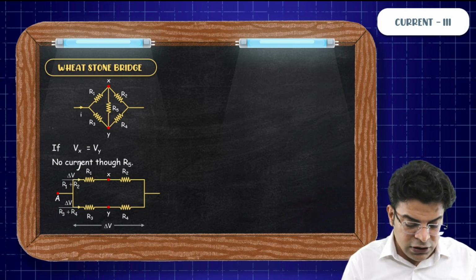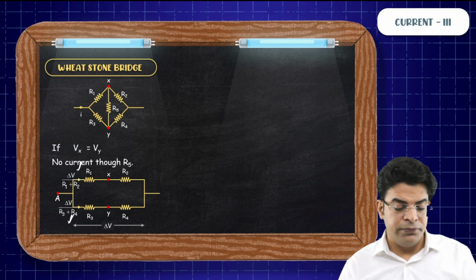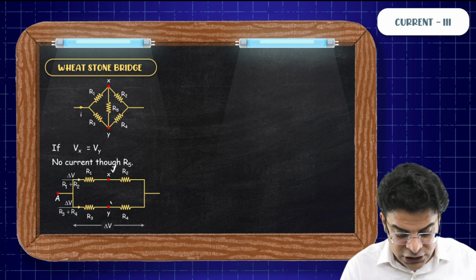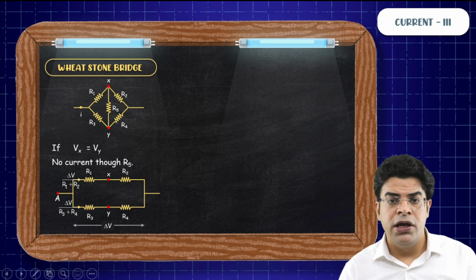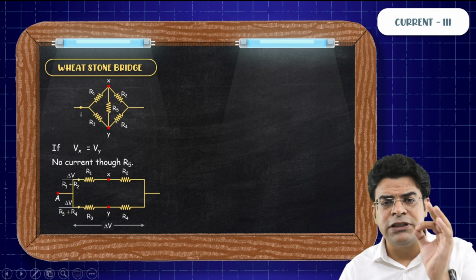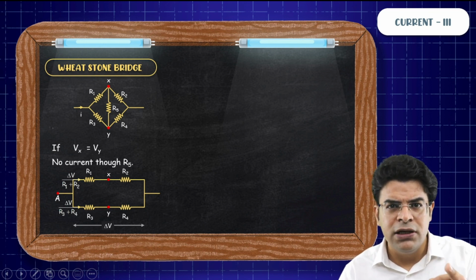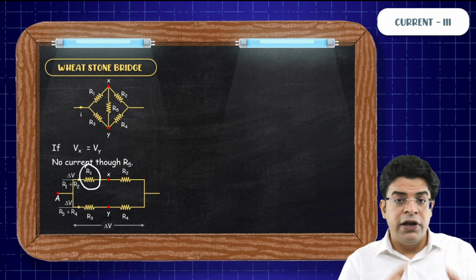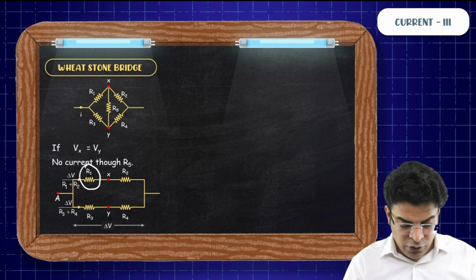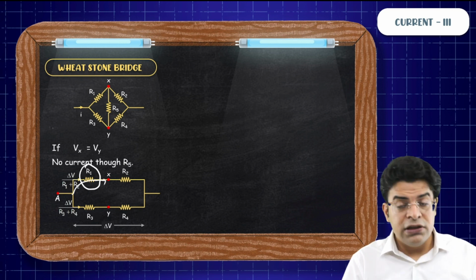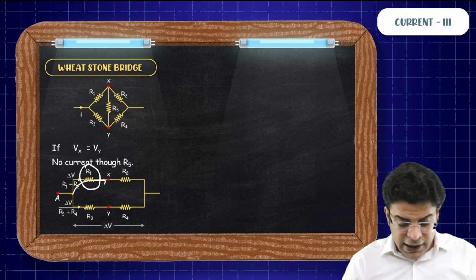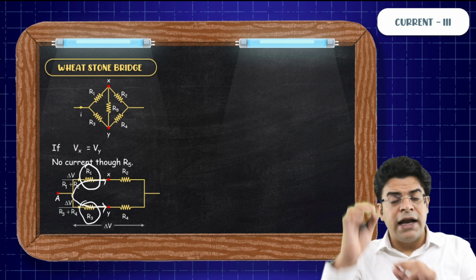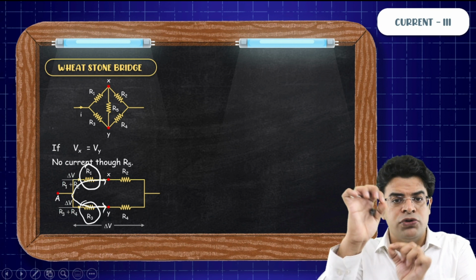Now we know the current in the upper line and the current in the lower line. Our mission is to find the condition for the potential at X to be equal to the potential at Y. If you want the potential at X to be the same as the potential at Y, the basic argument is whatever potential drop takes place across R1 going from A to X, the same potential drop should take place across R3 going from A to Y, so that the potentials of X and Y come out to be equal.